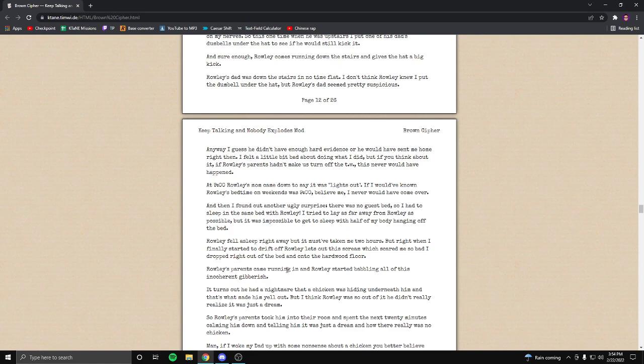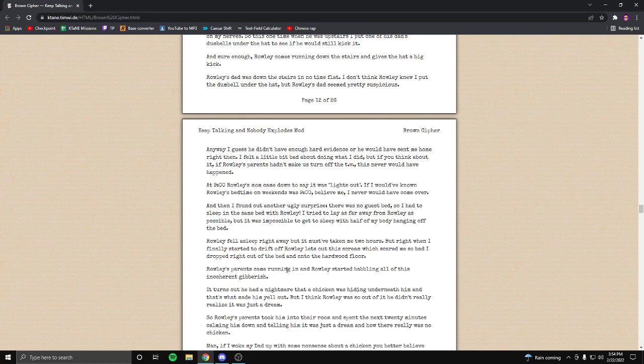At 9 o'clock, Riley's mom came down to say it was lights out. If I would have known Riley's bedtime on weekends was 9 o'clock, believe me, I never would have come over. Then I found another ugly surprise. There was no guest bed, so I had to sleep in the same bed with Riley. I tried to lay as far away from Riley as possible, but it was impossible to get sleep with half my body hanging off the bed. Riley fell asleep right away, but it must have taken me 2 hours. But right when I finally started to drift away, Riley let out a scream, which scared me so bad, I dropped right out of the bed and onto the hardwood floor.